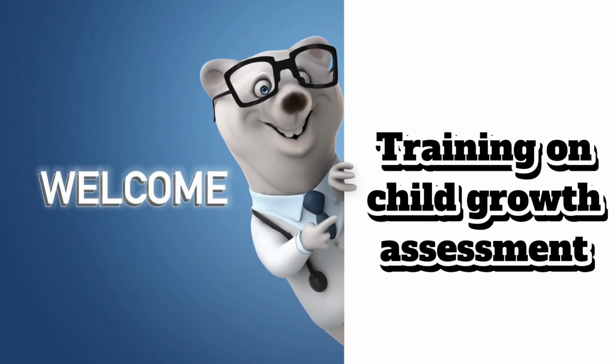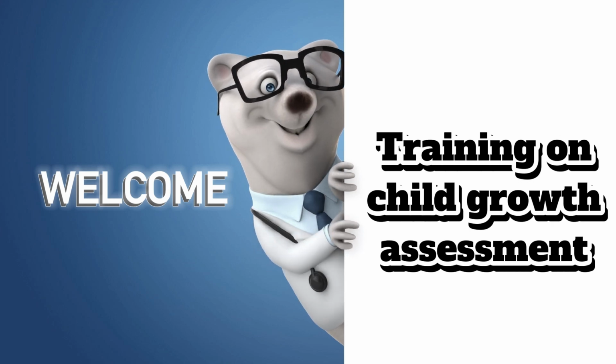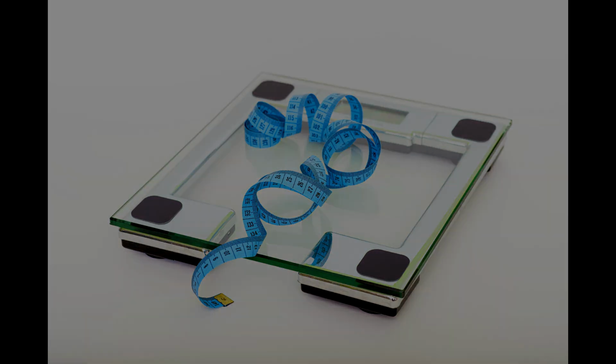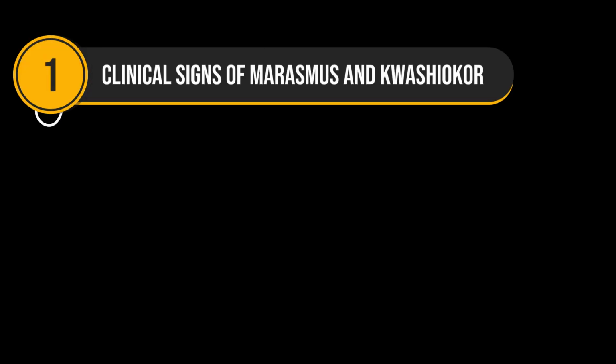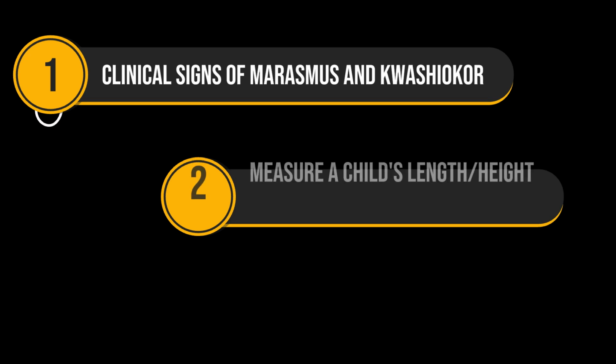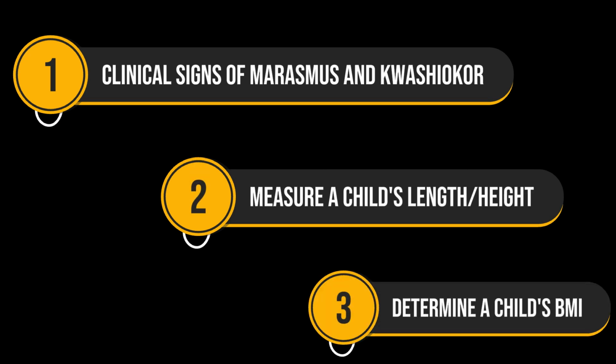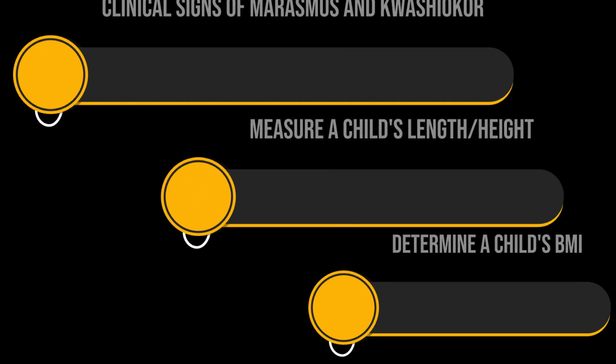In this segment, we will discuss Module B Part 2, which is dedicated to measuring a child's growth. In this video, we will cover the following topics: recognizing clinical signs of marasmus and kwashiorkor, measuring and recording a child's length or height, and calculating the child's BMI using a calculator.